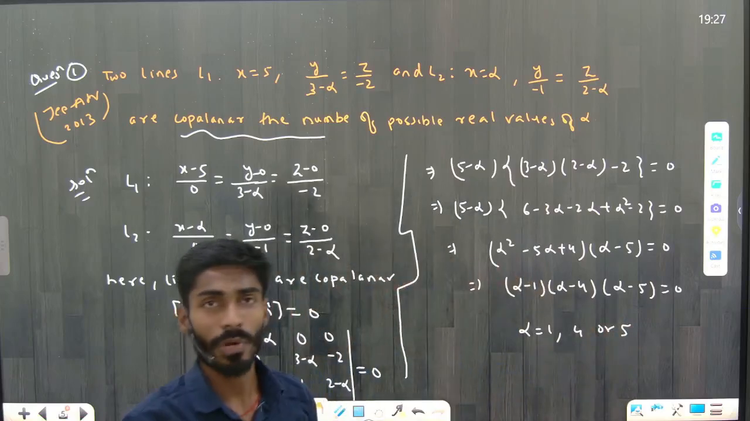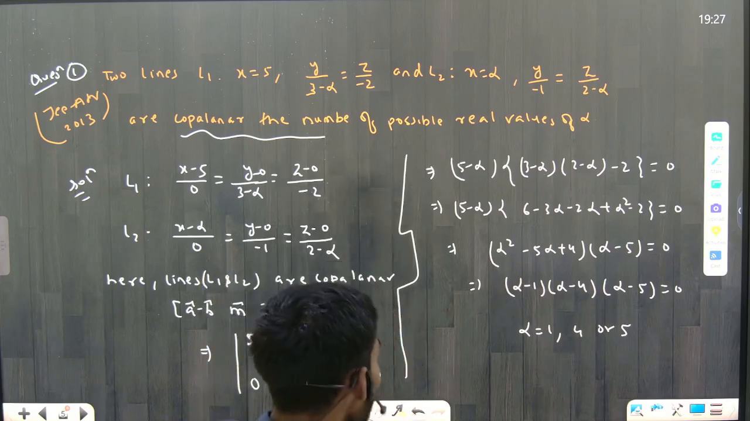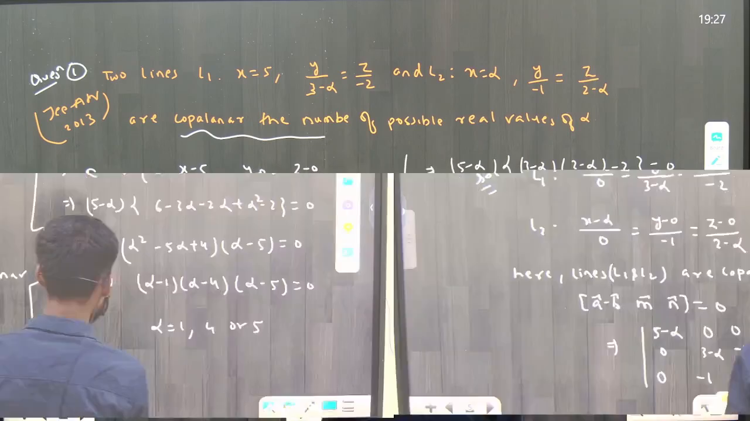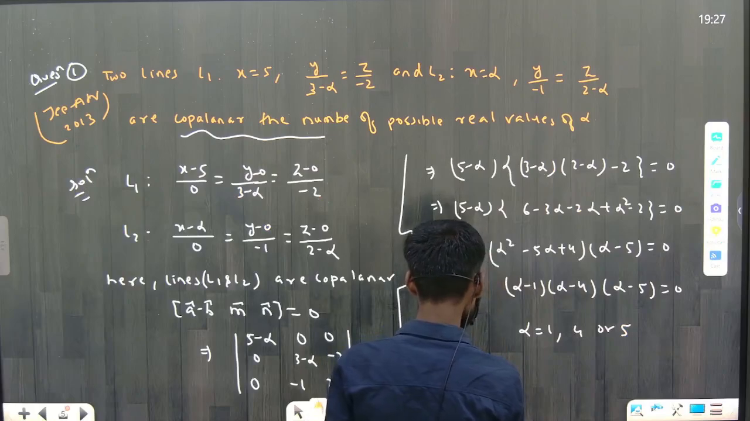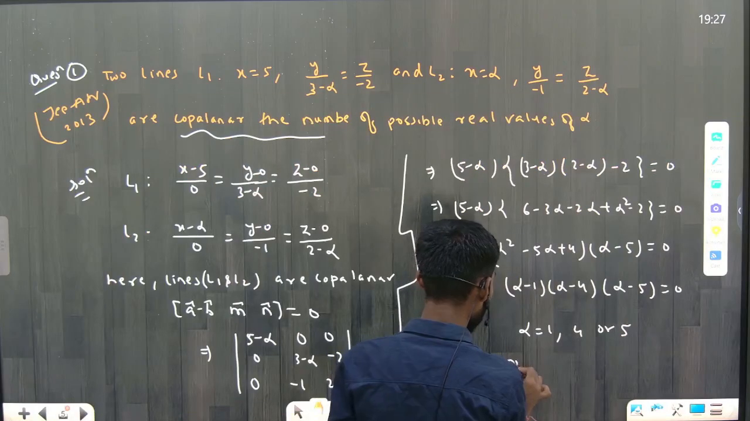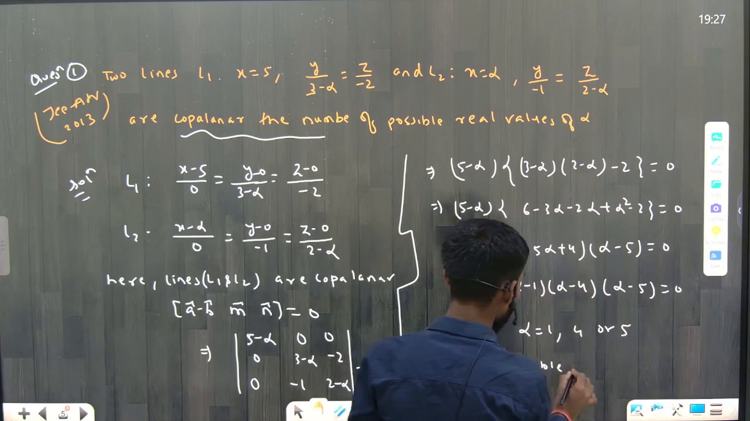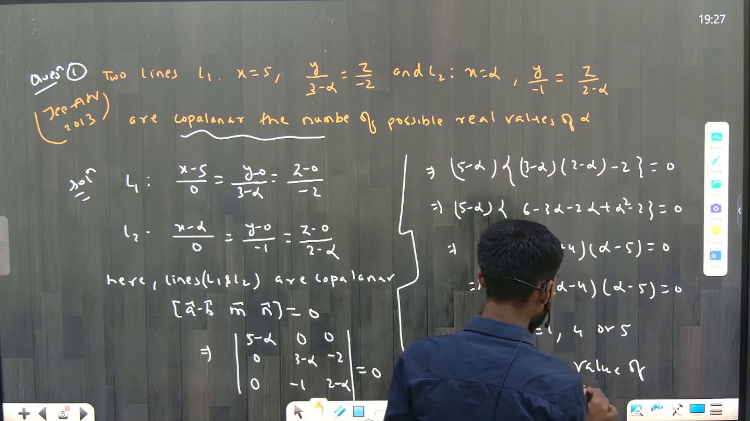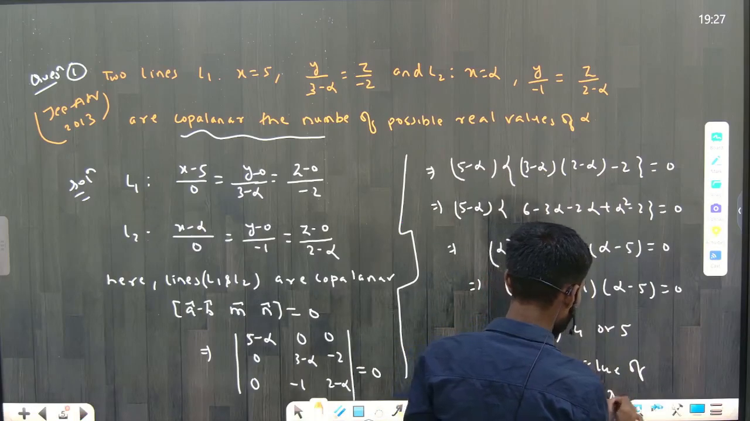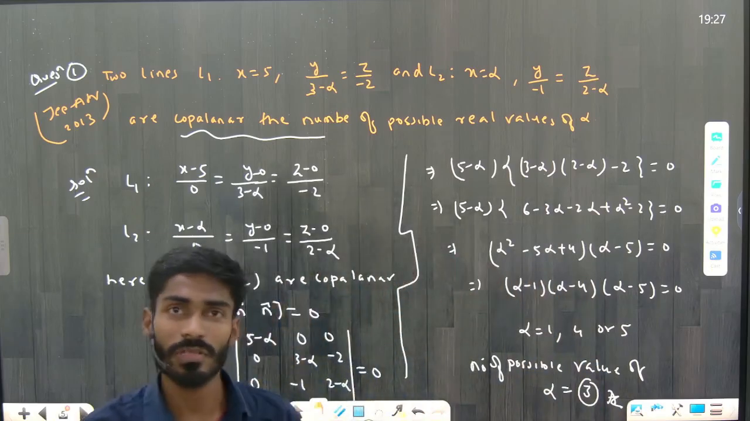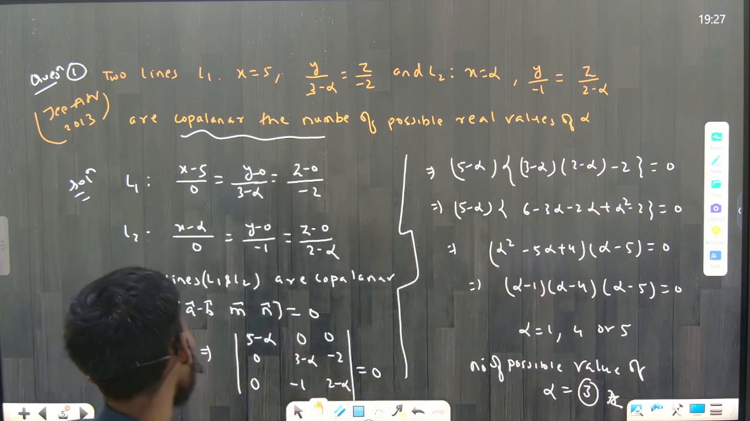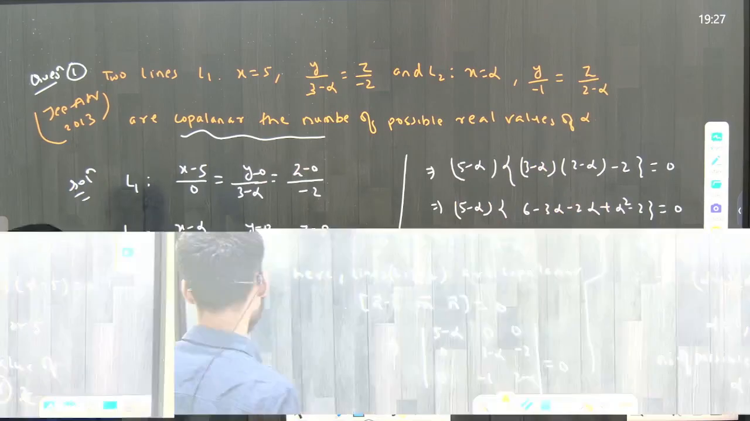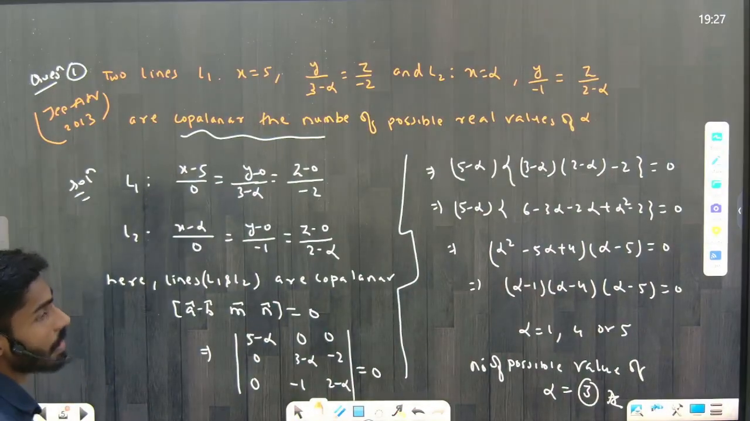Then what is the number of total possible real values of alpha? 3. So what will we write here? Number of possible values of alpha is equal to 3. Then what is the answer? 3. Actually this question was asked in JEE Advance. Okay. Now I am going to discuss another problem.